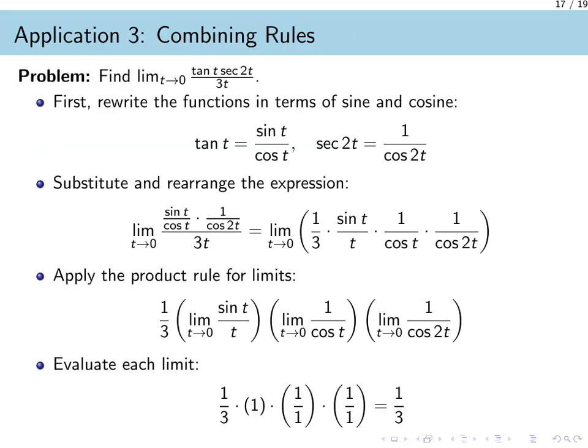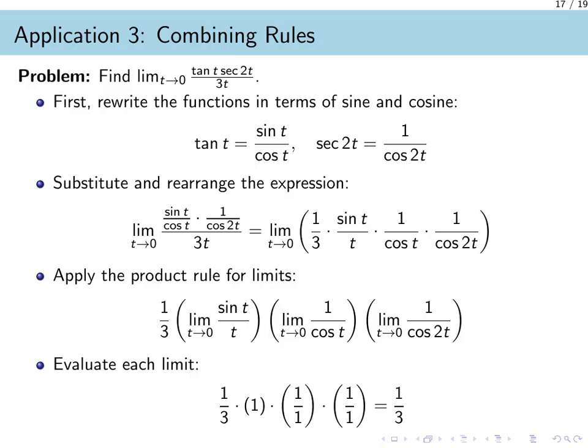Let us see how we can combine our limit rules to solve a more complex problem involving trigonometric functions. Our goal is to find the limit as t approaches 0 of the fraction with tangent of t times secant of 2t in the numerator and 3t in the denominator.